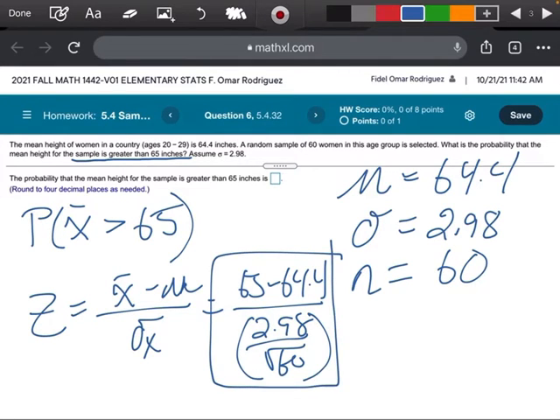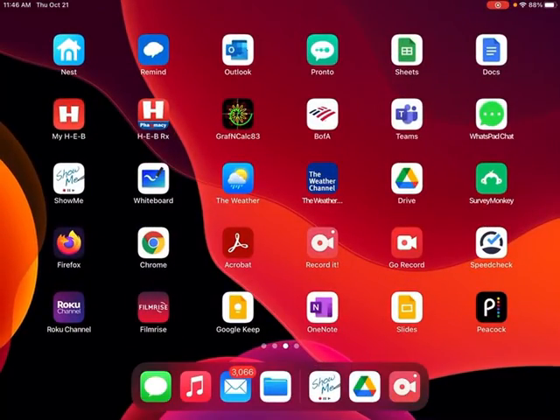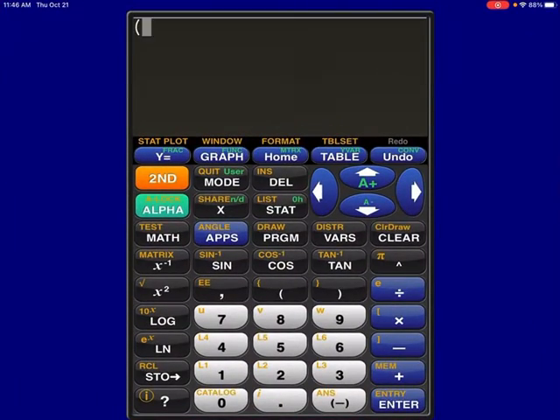I'm going to do this calculation on my calculator. I'm going to put this piece in parentheses first. Let me pull up my calculator app. Let's clear it out. I'm going to go 65 minus 64.4, close that off, divided by my sigma, which I'm going to put in parentheses too, 2.98 divided by the square root of 60. Oops, 60, not 61. There we go. Let me close that off, and then hit enter.